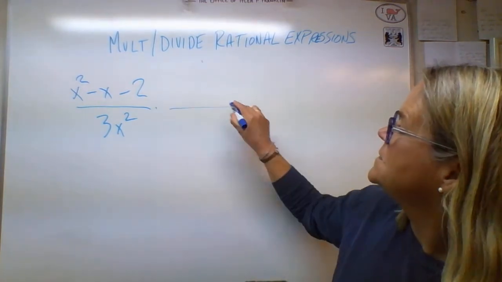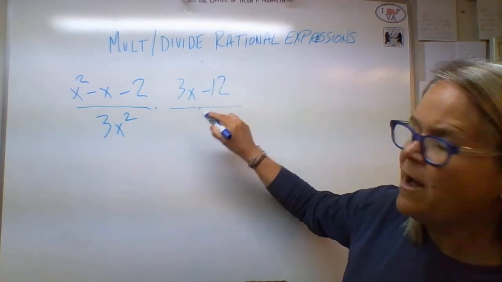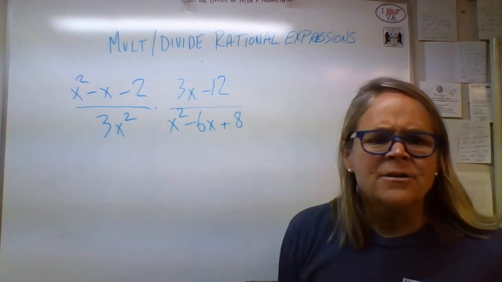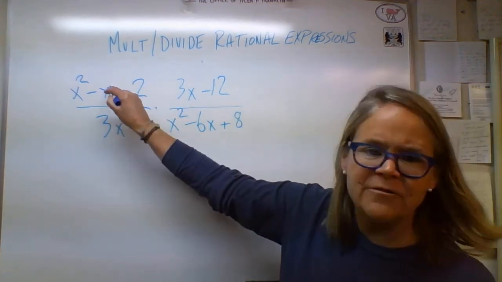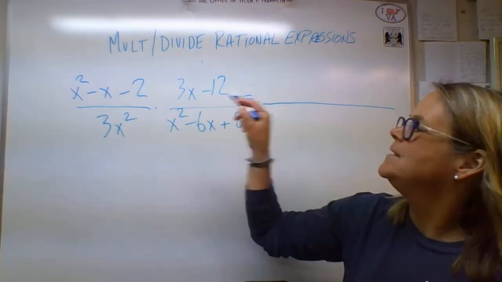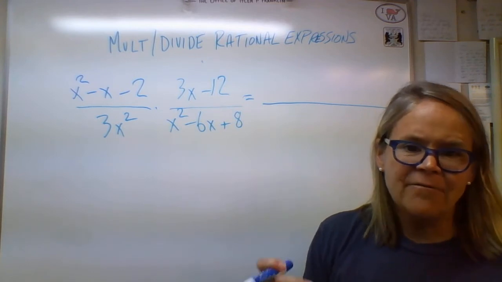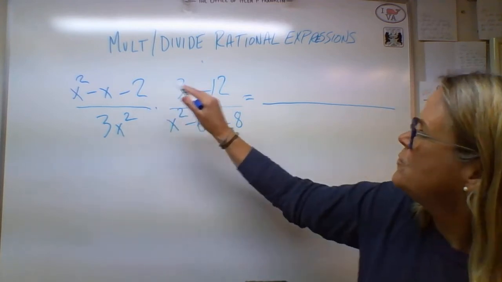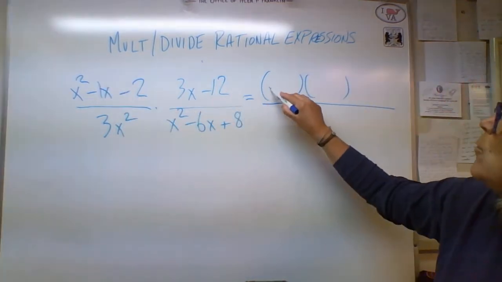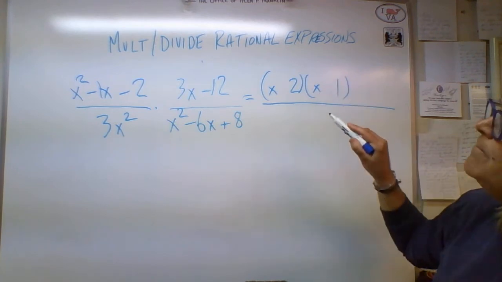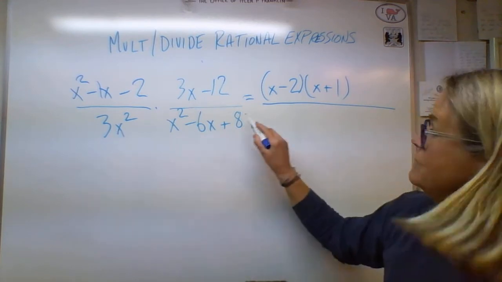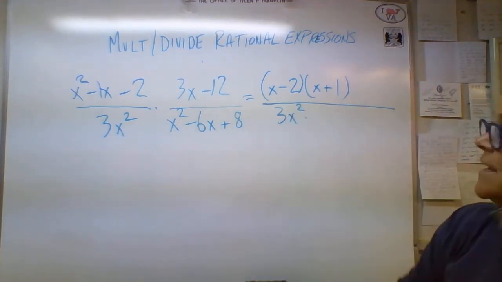And then let's say 3x minus 12 over x squared minus 6x plus 8. Okay, so I'm going to factor the top because really this is just one big top and bottom. Everything gets factored. Two things I multiply to give me 2 that subtract to give me 1 are 2 and 1, minus 2 plus 1. 3x squared doesn't factor, so it stays 3x squared.